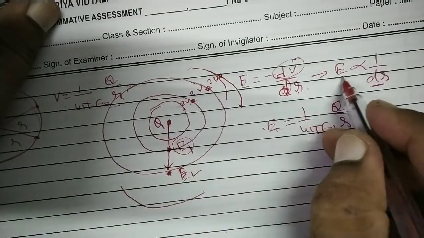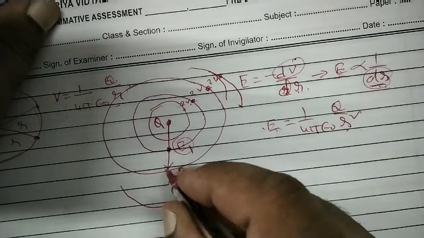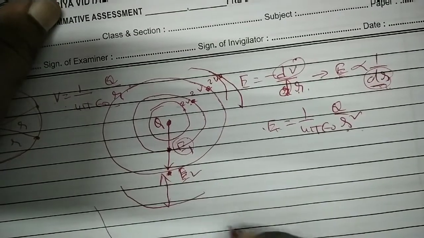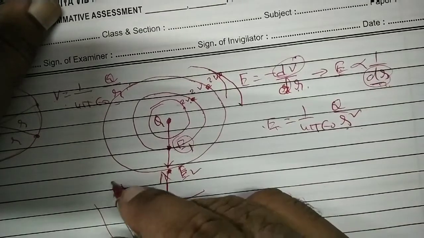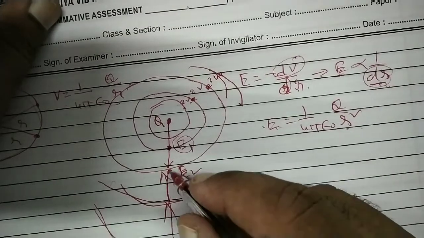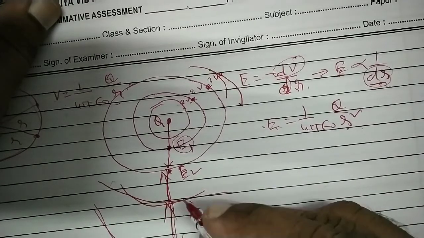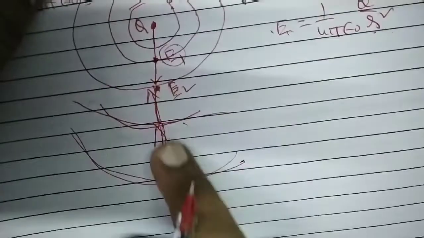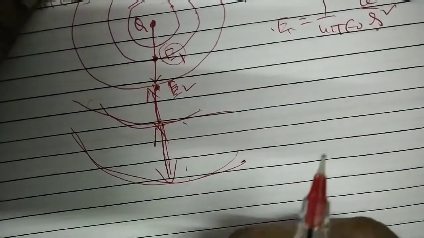If the electric field intensity decreases, the separation dr should increase because of inverse proportionality. That is why we should increase the separation when we are drawing. This is one EPS, this is another EPS. Between these two EPS the separation is this much only. Between these two EPS the separation is more. Separation should increase because if you are going away from the charge, the electric field is decreasing. In such a way we should draw the diagram.